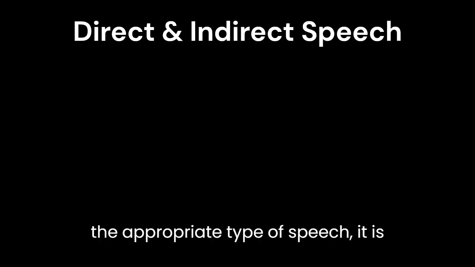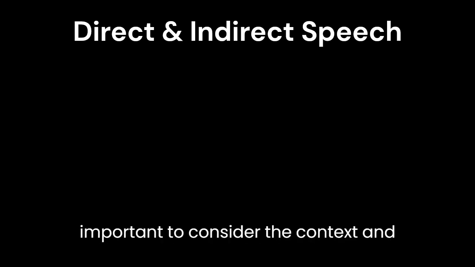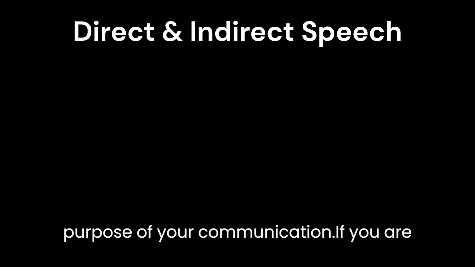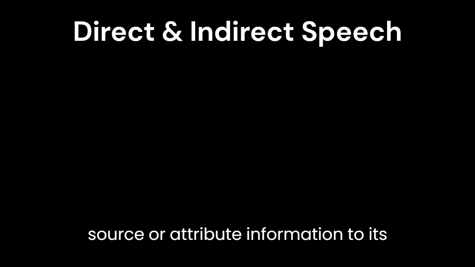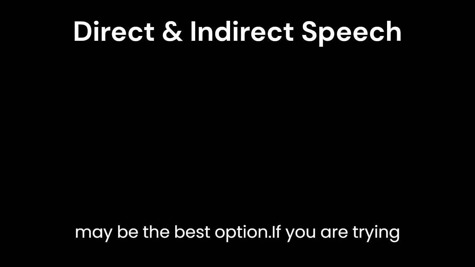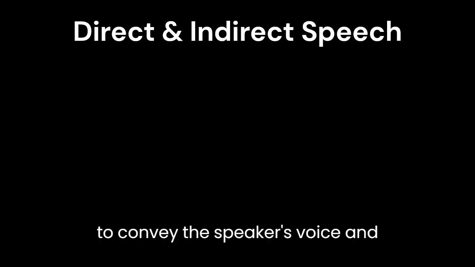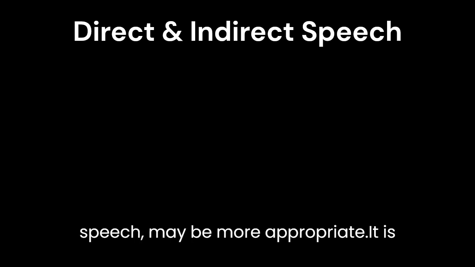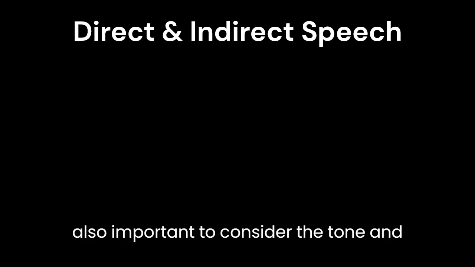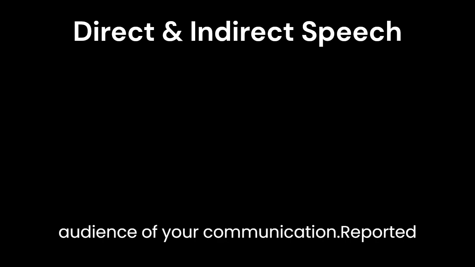Choosing the appropriate type of speech. When choosing the appropriate type of speech, it is important to consider the context and purpose of your communication. If you are trying to report information from a source or attribute information to its original source, then reported speech may be the best option. If you are trying to convey the speaker's voice and emotions more vividly, then unreported speech may be more appropriate. It is also important to consider the tone and audience of your communication.